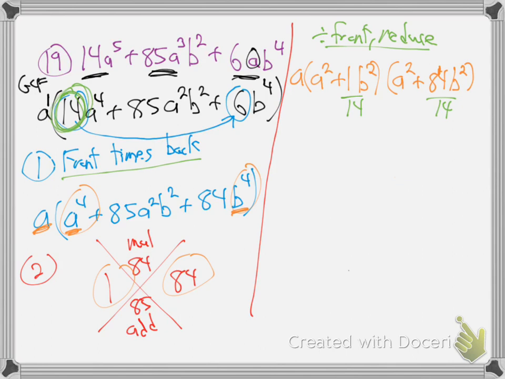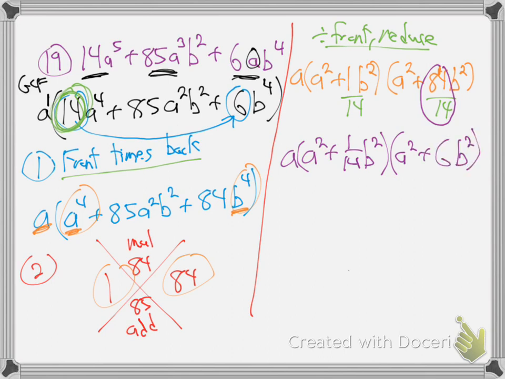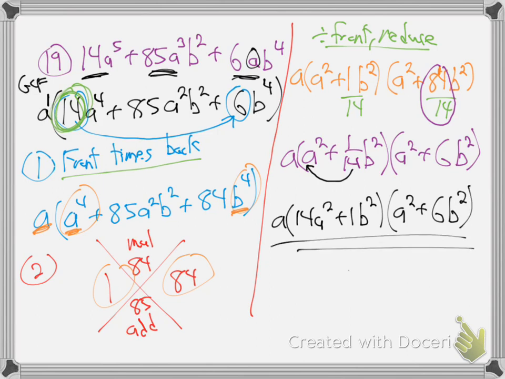This right here is 6. So I get a squared plus 1 over 14, b squared, a squared plus 6b squared. And last step, that 14 is going to go where it always goes. 14 times a squared plus 1b squared, a squared plus 6b squared. There it is. All right, that's the end of that section, section 6.3.